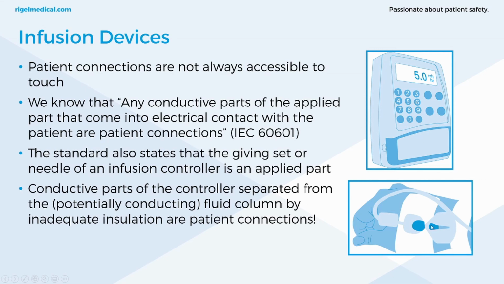So it's important to know, obviously this is the applied part, and this part, obviously it's not shown on the diagram, but wherever the giving set is clamped, that's where your potential patient connections are. If there's a conductive surface there, that's where you want to be testing your applied part leakage, or patient connection leakage, because that's what we're testing. So that's why these terms are very important to understand when it comes to electrical safety.